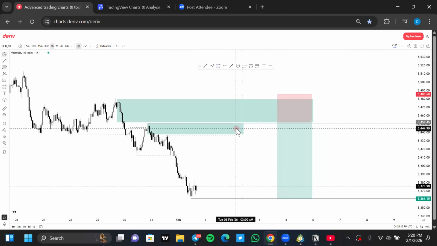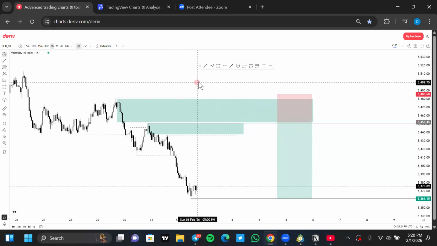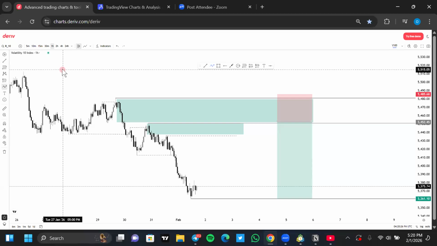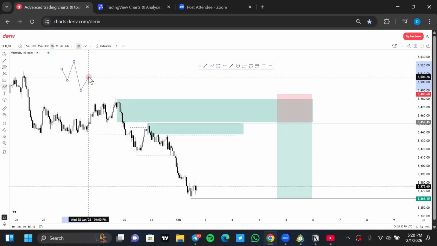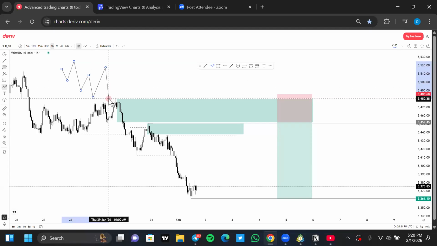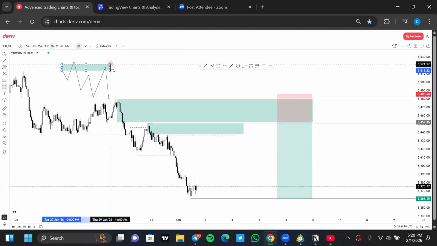So let's also look at this POI. But for me personally, I see this POI as not valid as this. This is a type A plus, where we have a sweep of liquidity, a break of structure, price coming back to give us 50%, then price coming back into it. This is a type A. This is what is happening on the first POI that I have.